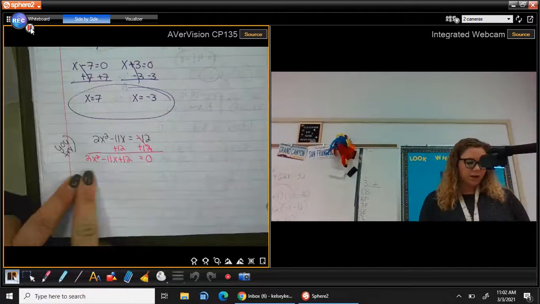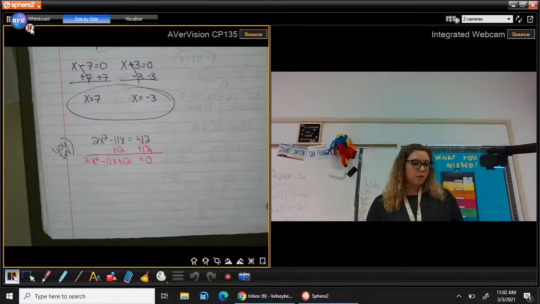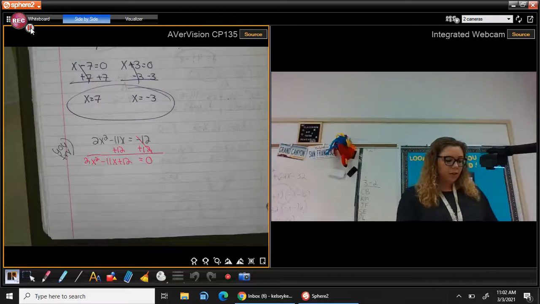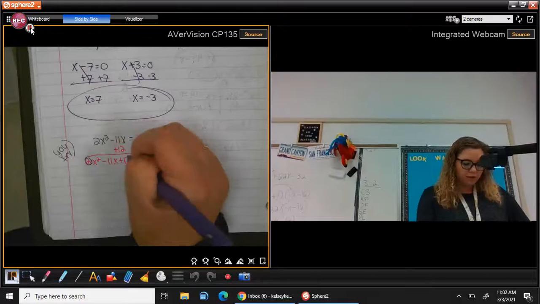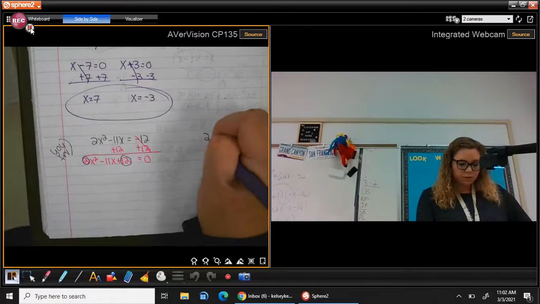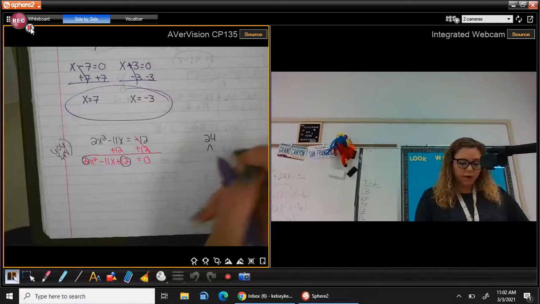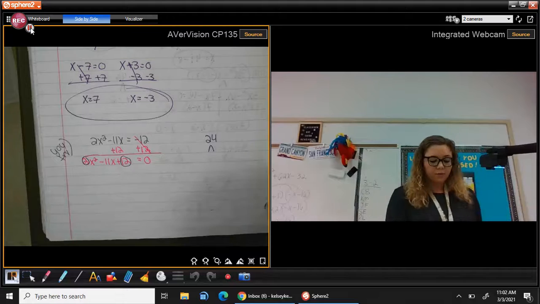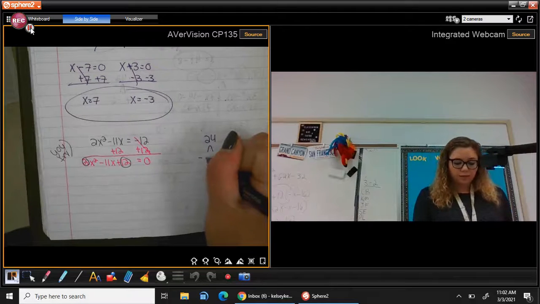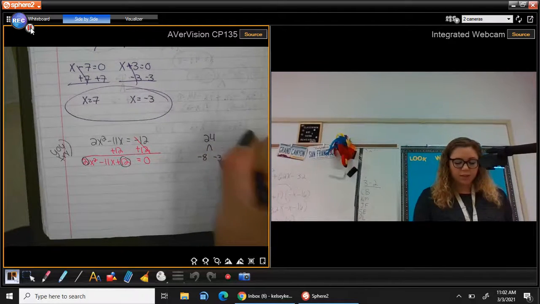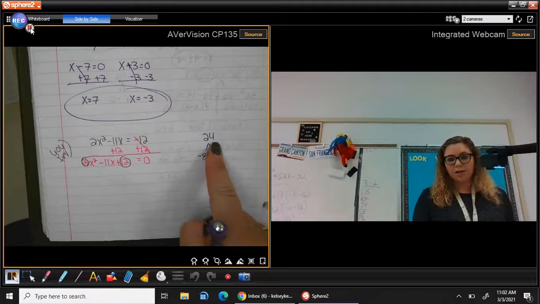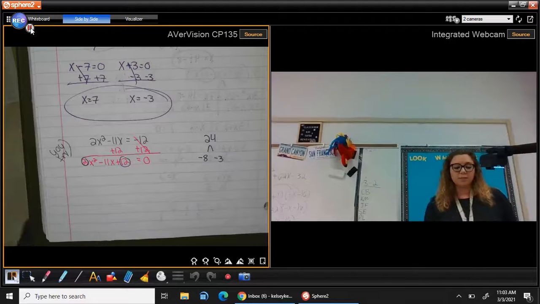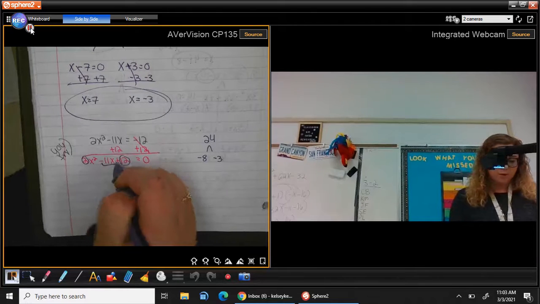Hey, can I factor out a GCF? No. So we're going to do it like we would when we have a coefficient. Okay, 2 times 12 is going to give me 24. Find two factors whose sum gives me negative 11. So I know I'm going to have two negatives. So I'm going to have a negative 8 and a negative 3. Negative times a negative is a positive. The negative 8 plus negative 3 is going to give me what I need, my middle term.